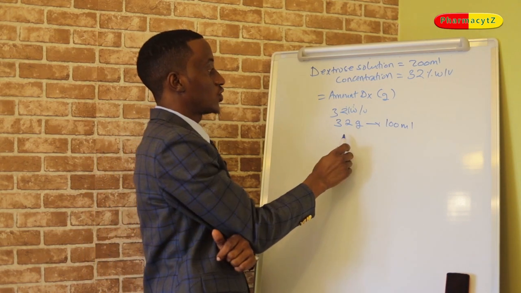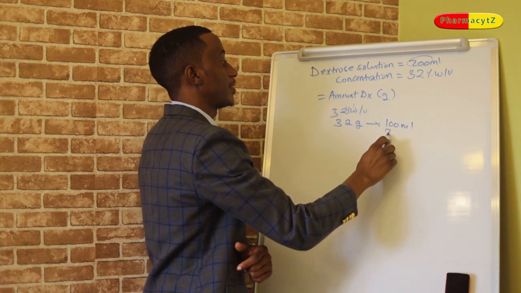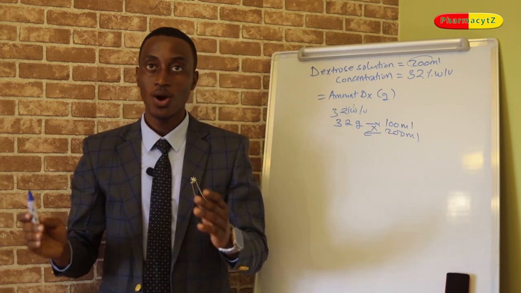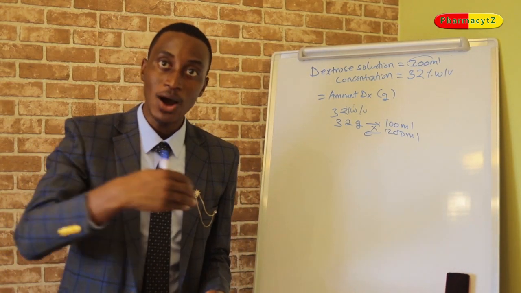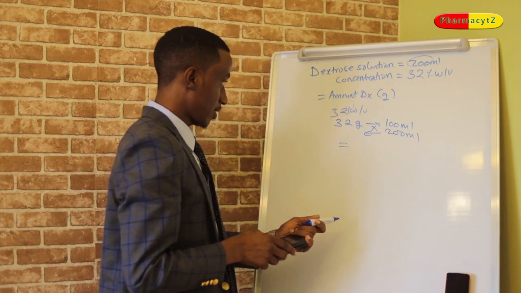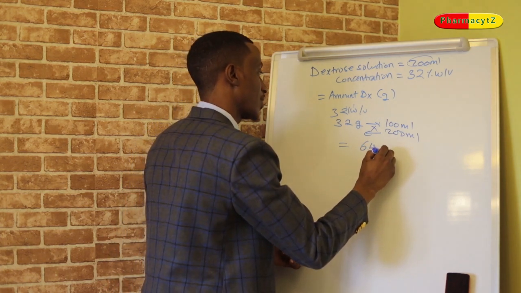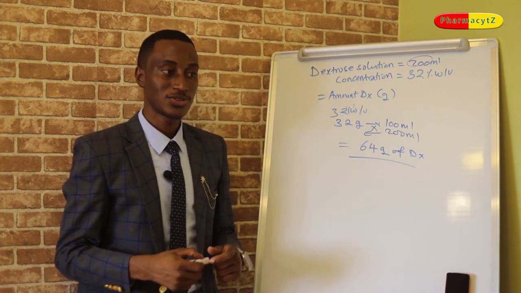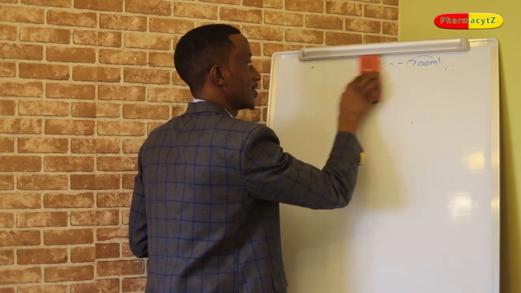So if 32 grams are contained in 100 mils, then what about 200 mils of the total preparation? Or in other terms, 200 mils of dextrose solution shall contain how much dextrose? Then this is equivalent to 64 grams. If I'm not mistaken, this is 64 grams of dextrose. So this is the actual amount of dextrose. Okay, quickly let's solve the next question.